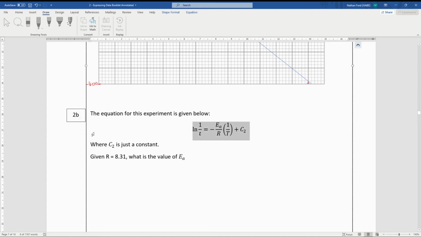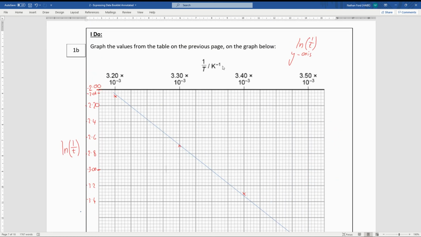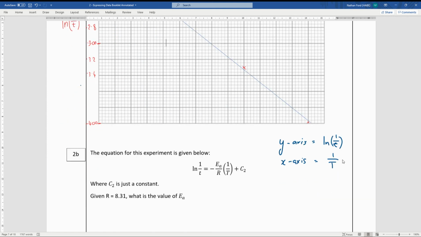But what we're going to do is we're going to go through this here. Sorry, that just had some issues. So what we've got here is if you look at this, our y-axis is ln 1 on t. Our x-axis is 1 on t. That's exactly what we had here. Our x-axis is 1 on t, and y-axis is ln 1 on small t, 1 on temperature versus 1 on time.